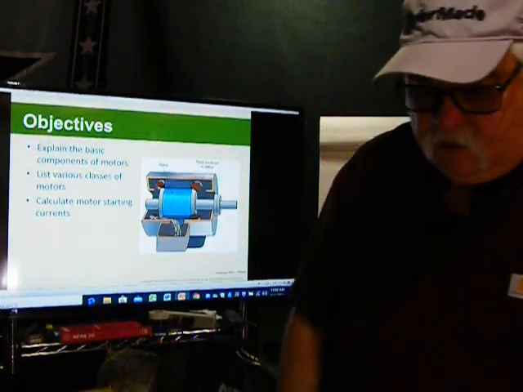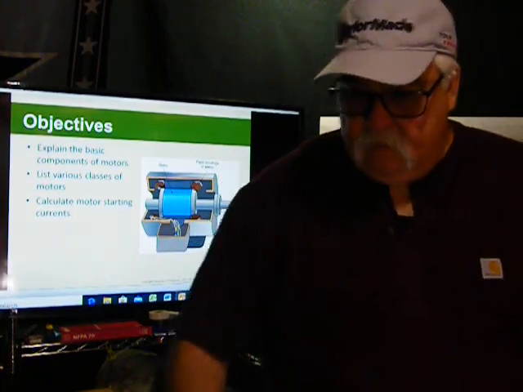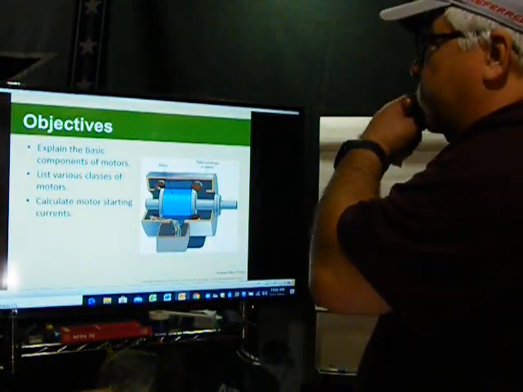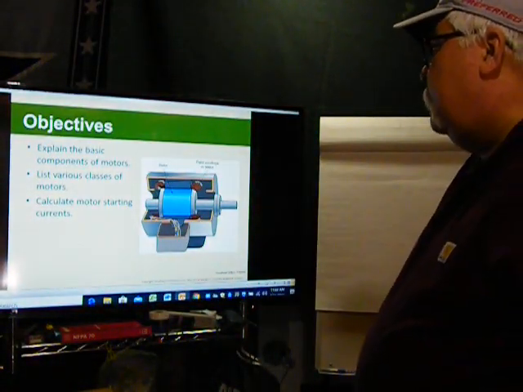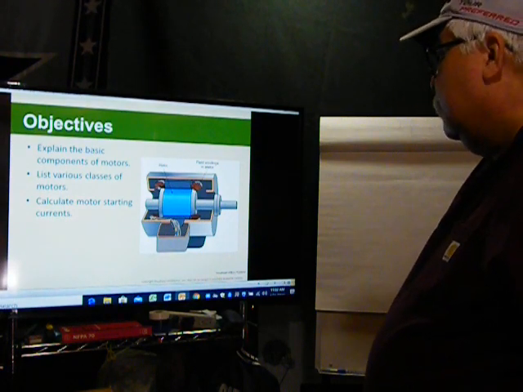Chapter 13. Let's see what's motors. It says objectives: explain the basic components of a motor, list various classes of motors, calculate motor starting current.